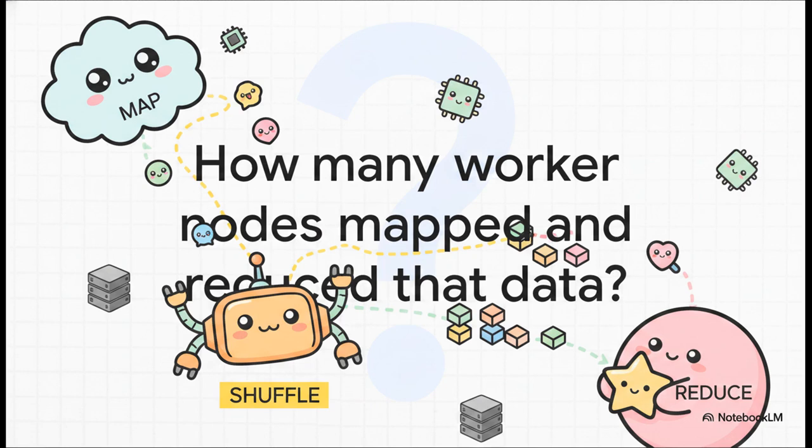So the next time you open a massive global app or run a complex search that somehow returns results instantly, take a second to appreciate the invisible architecture doing the heavy lifting. Ask yourself, how many worker nodes out there in a distributed cluster just mapped, shuffled, and reduced that data for you in the blink of an eye? It's pretty wild to think about.